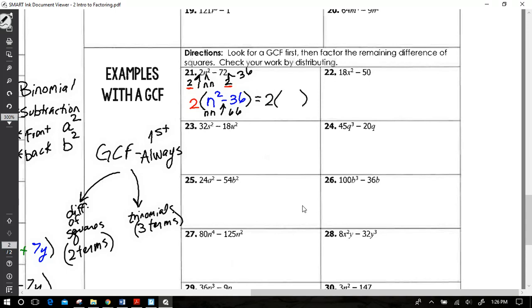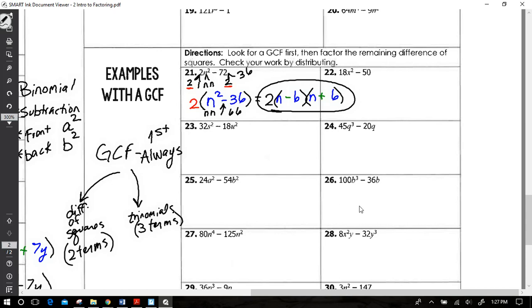2 times, and then I'm going to have 2 sets of parentheses. Okay, so remember, one's minus, one's plus. I'm going to put the 6's in the back and the n's in the front. And that would be my final answer. So it does start to kind of look a little crazy when you've got to do GCF first and then look at other methods to complete after. But let's do another one together.